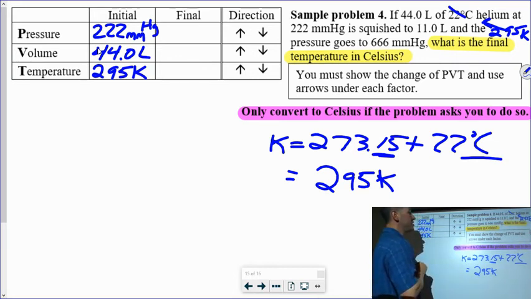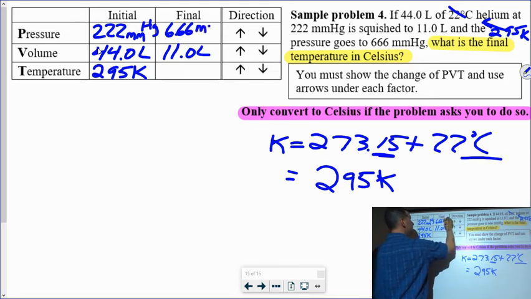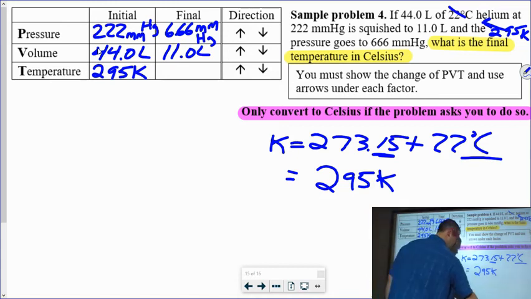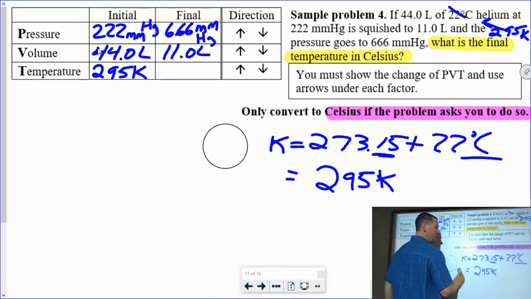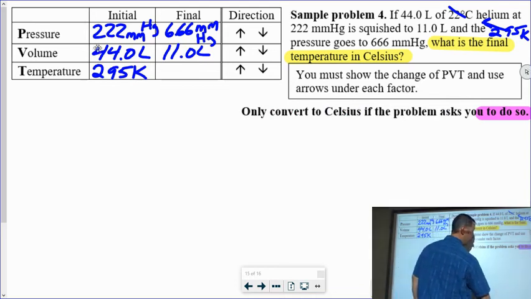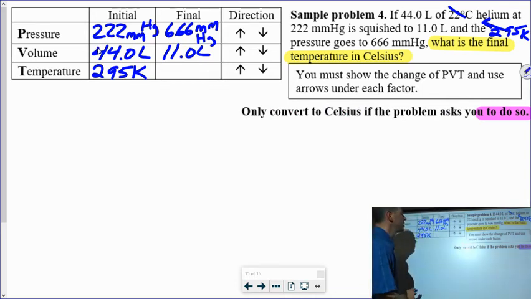It says in this problem, we squish all of it to 11 liters. So our volume goes to 11.0 liters. And the pressure goes to 666 millimeters of mercury. And it wants to know what the final temperature is in Celsius, but we would first have to find it in Kelvin and convert it over. So you only convert it back to a Celsius temperature if it asks you to do it, and there are only very few problems that will actually do that.